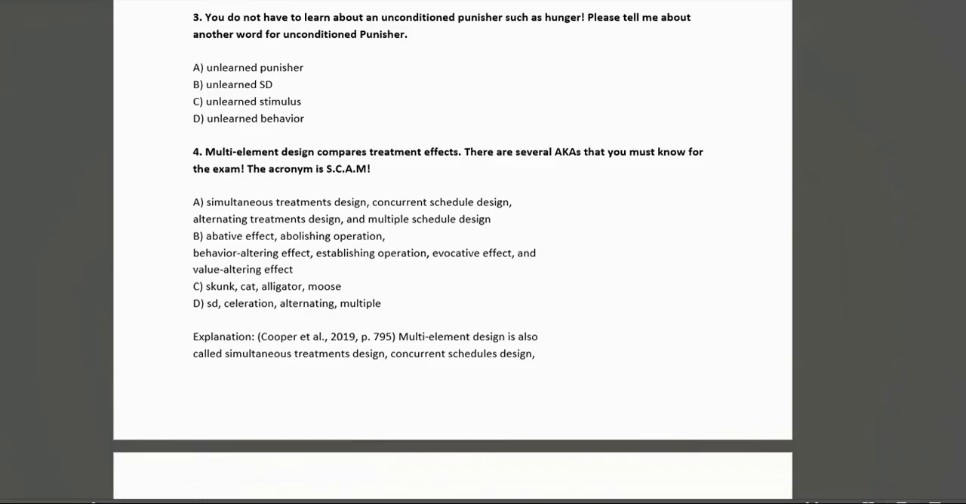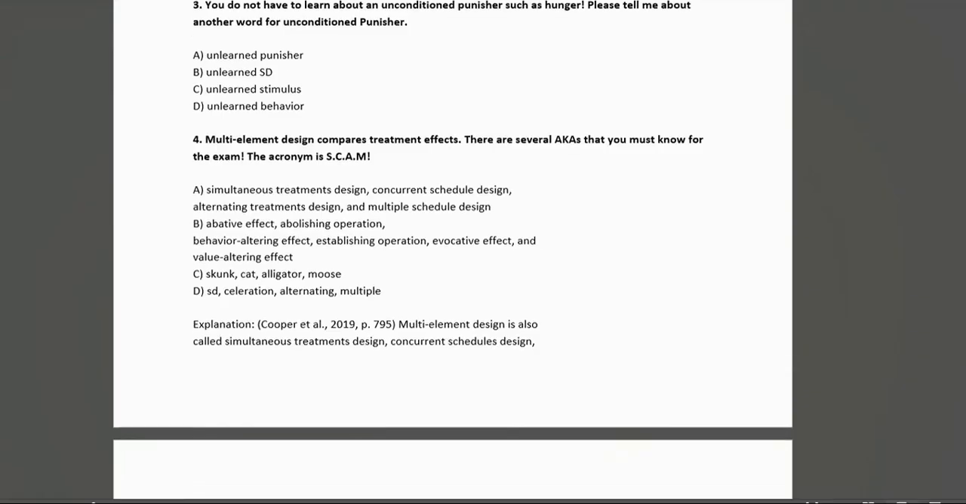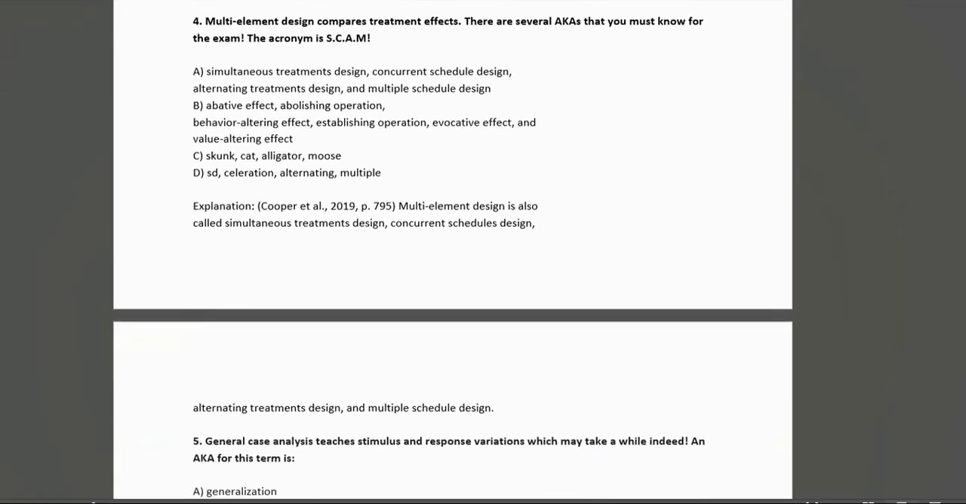Number three, you do not have to learn about an unconditioned punisher such as hunger. Please tell me another word for unconditioned punisher. I would say unlearned punisher, A. Unlearned punisher, yes. So unlearned punisher and unconditioned punisher, that's the AKA. Awesome. And these are important because when you're taking the exam, if you see unlearned punisher or unconditioned punisher, you need to know that they are the same.